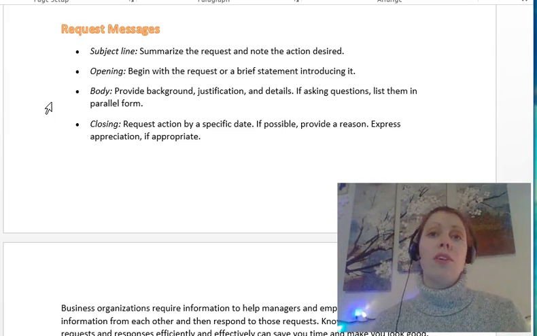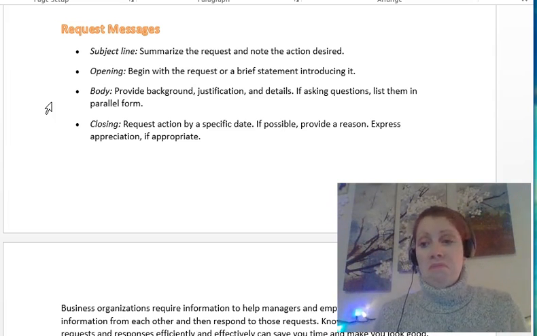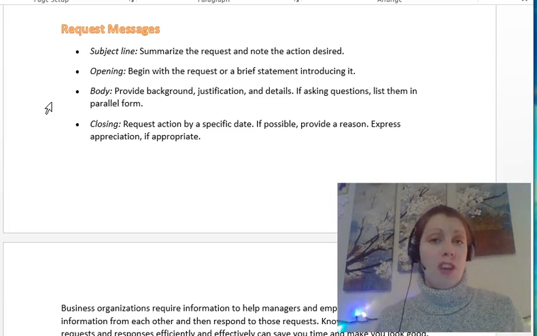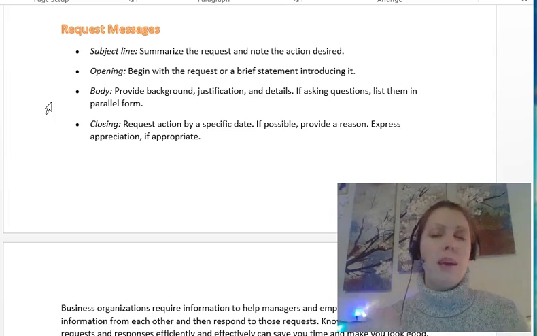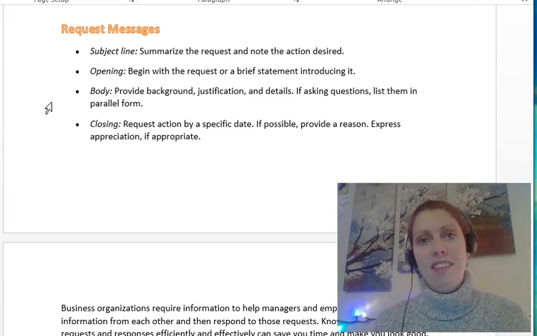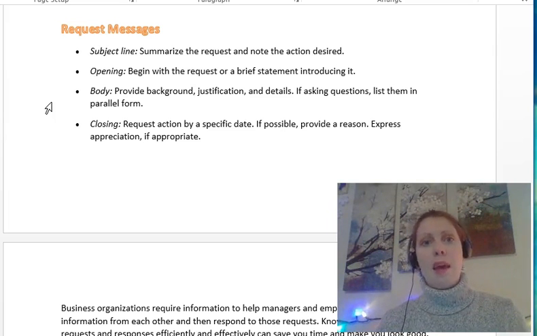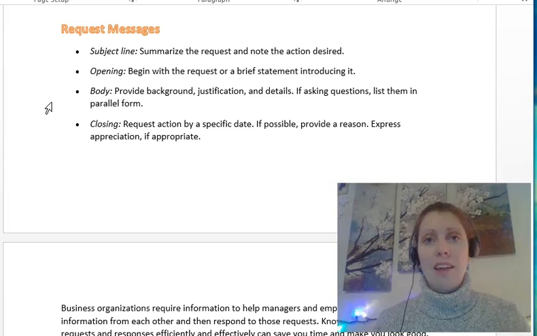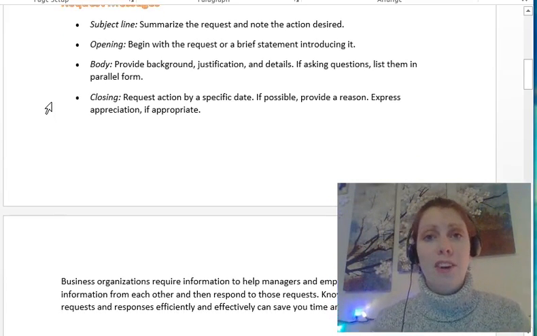You can use this to request action by a specific date or express appreciation. And make sure if you are calling people to action, if you're saying, okay, people, you need to vote by this time, make sure you have a date included. Don't just say, get back to me. Tell them when. If you're asking people to do something, tell them when they need to have it done. That's very important.